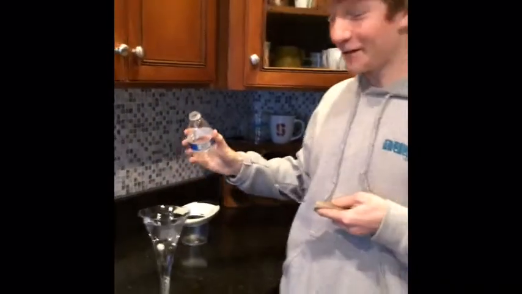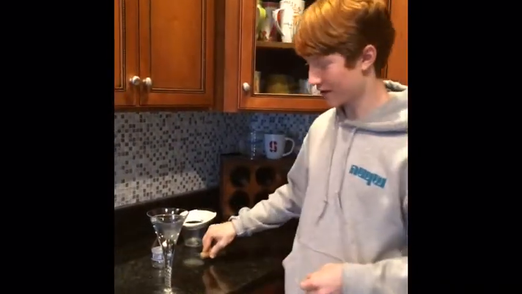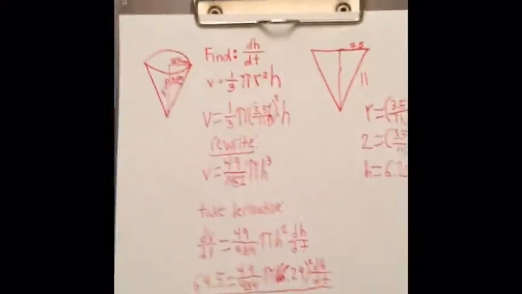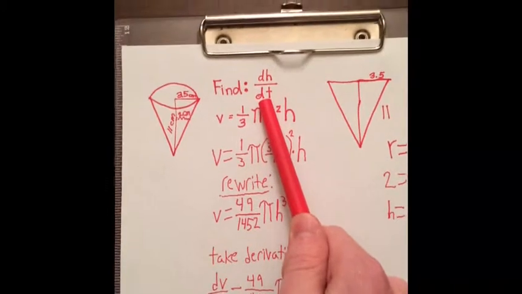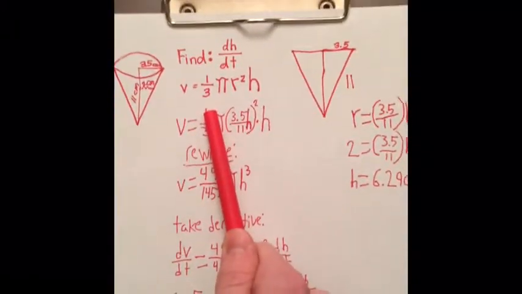And it might have been hard to see, but it slowed down as it approached the top because the radius is expanding. Okay, here's our solution. From the original problem, we know that we have to find dh over dt. So we draw the diagram for the cone, and we have the volume equation for the cone.